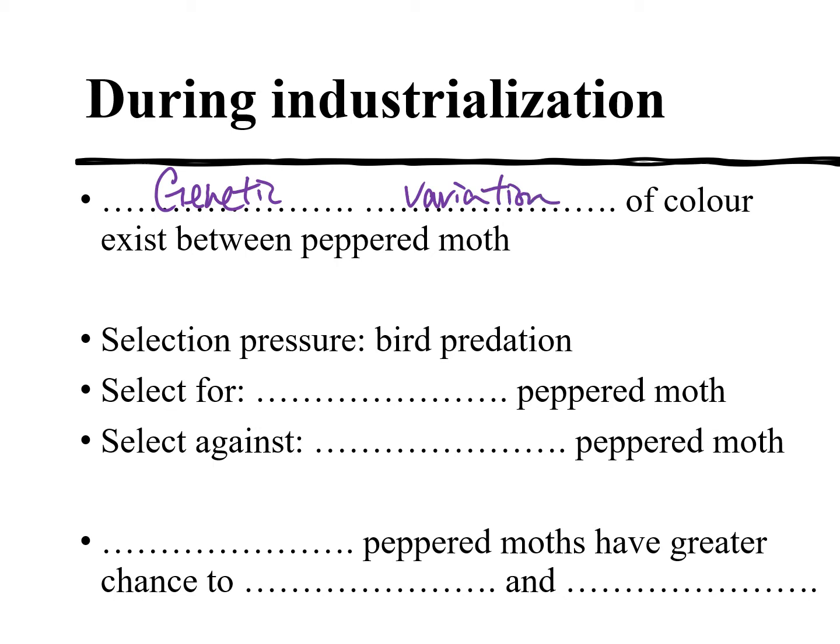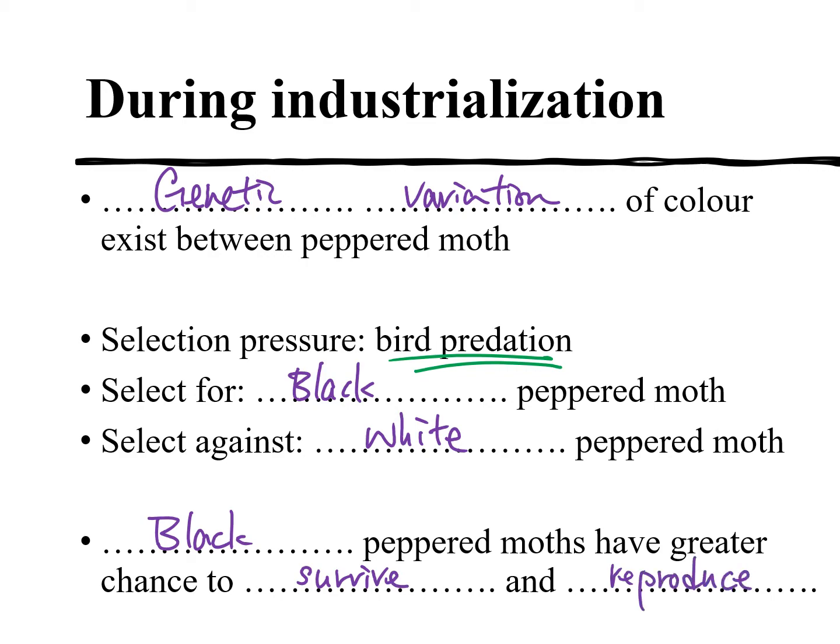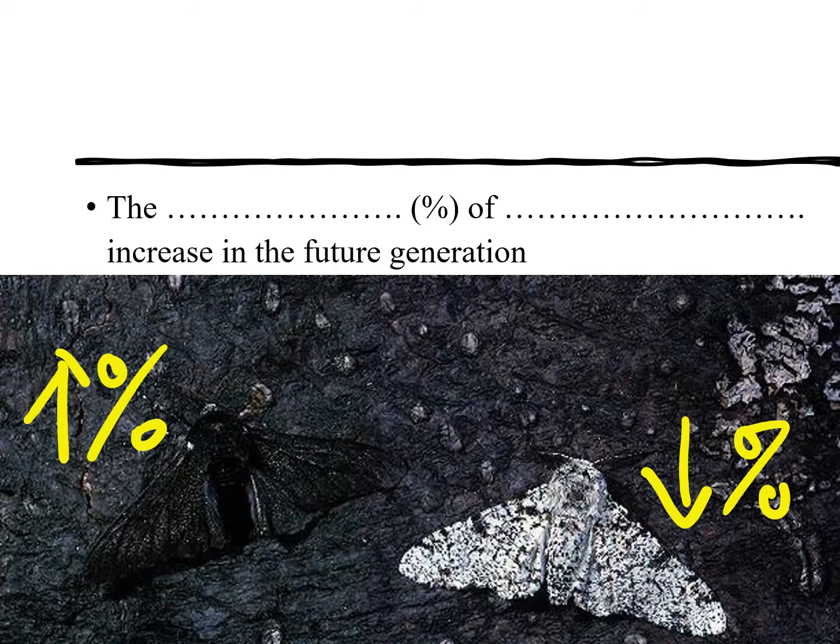The selection pressure is due to bird predation. Now it is selecting for the black pepper moth. They are better hiding. While they are selecting against the white pepper moth, they are easily spotted and being eaten. So at the end, you should know the black pepper moth have a high chance to survive and reproduce. At the end, you should know that the proportion of the black pepper moth will increase in the future generation.